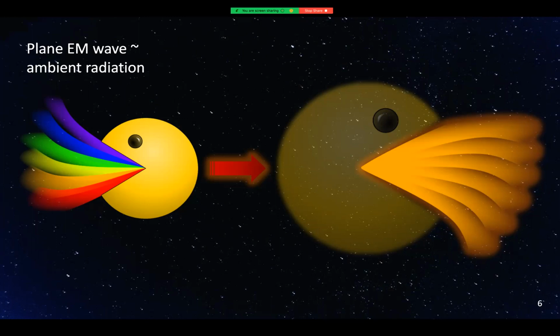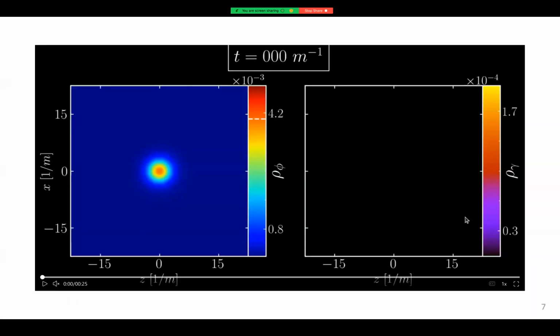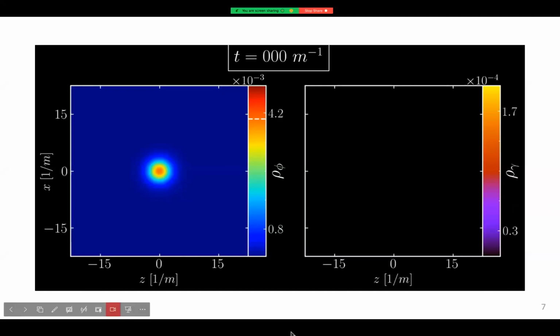Now, if you're not quite convinced by this representation of my physics, then what about this one? Before I play the video, on the left, what you can see is the energy density in the scalar field, so in my axion field.